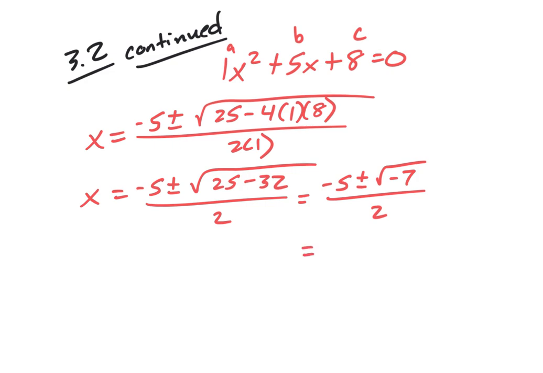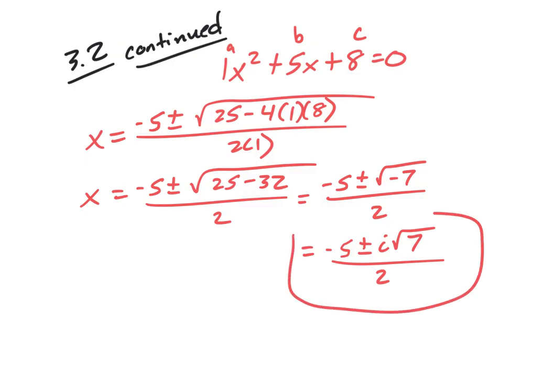And so to finish this one out, we're going to bring that negative out. So this is going to become i radical 7 over 2. There's no way to simplify it. There's no way to do anything else. So this is our answer, and that's how we would leave it.